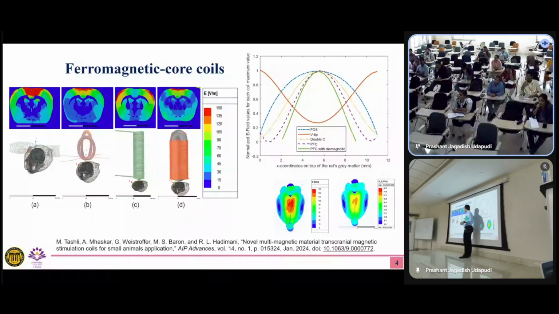Okay? You can see here how we can make the field more focused. That's a simulation study. And then this is just the ferromagnetic material. We knew how to improve further by using a diamagnet. Does anybody remember what a diamagnet is?